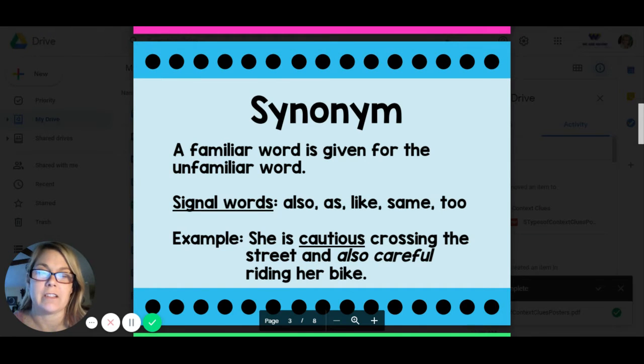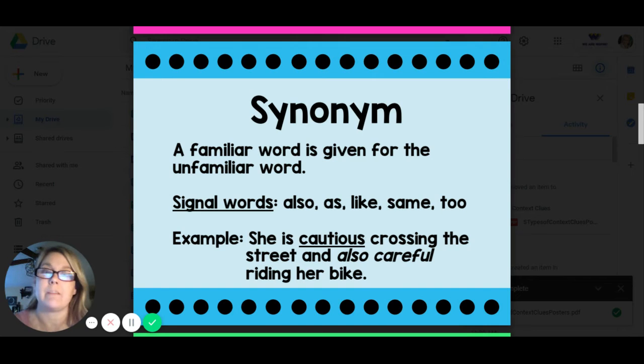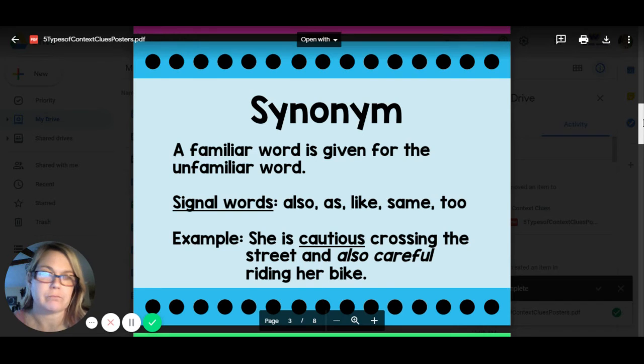Now, as you guys in the older grades know, we don't like to keep using the same word over and over and over again. That's why synonyms become such a great thing, because it doesn't sound so repetitive.